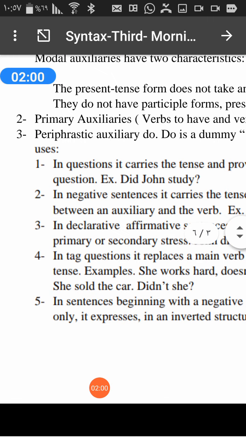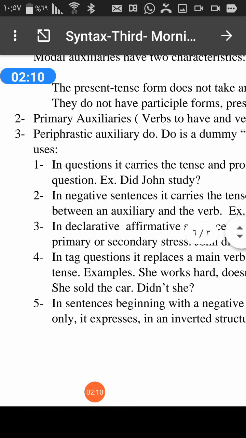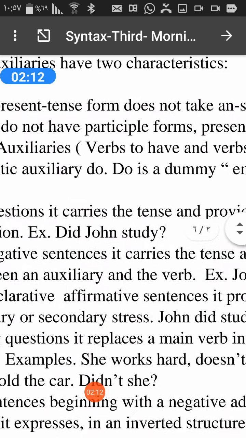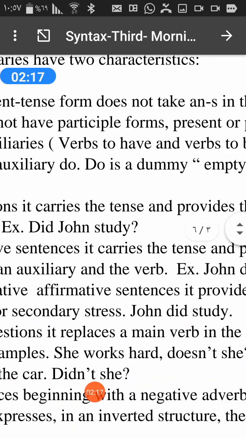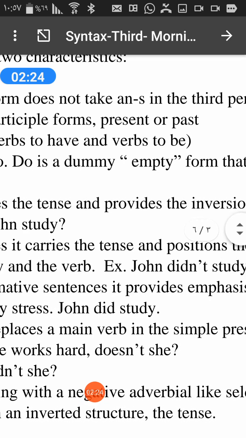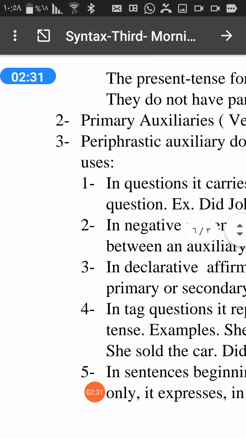Now the second type of auxiliaries, النوع الثاني من الأفعال المساعدة, we call them primary auxiliaries, which are verbs to have and verbs to be. So primary auxiliaries are of two types. الأفعال المساعدة الأساسية اللي هي أفعال have, verbs to have: has, had; and verbs to be, أفعال الكينونة: am, is, are, was, and were.